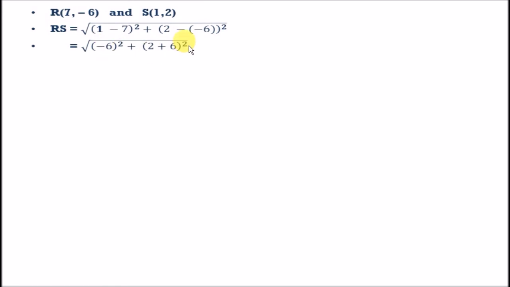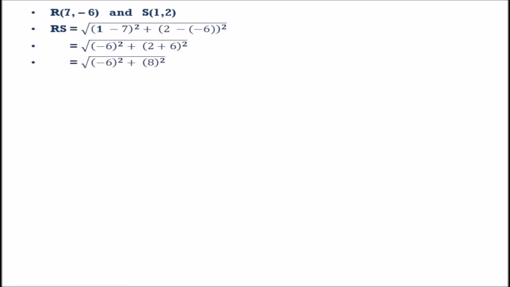Now the next side, RS. The coordinate of R is (7, -6) and S is (1, 2). So RS equals under root (1 - 7) whole square plus (2 - (-6)) whole square. 7 being the bigger number, minus sign will carry on. 7 minus 1 will be 6, minus 6 whole square, plus 2 minus minus plus 6, so 2 plus 6 whole square. Minus 6 whole square plus 2 plus 6 will give us 8.